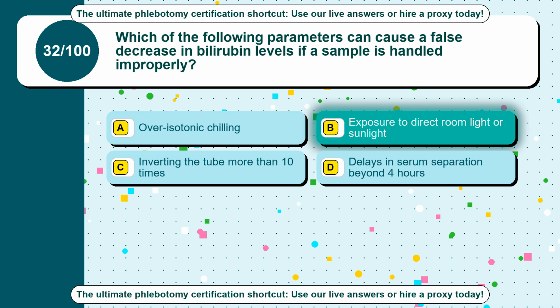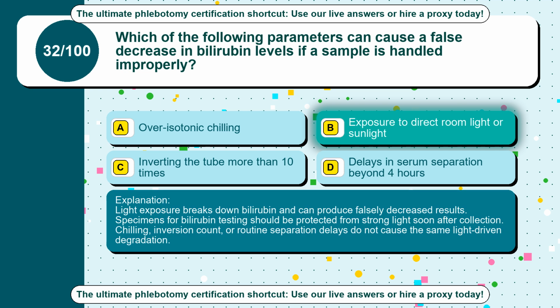The correct answer is option B, exposure to direct room light or sunlight. Light exposure breaks down bilirubin and can produce falsely decreased results. Specimens for bilirubin testing should be protected from strong light soon after collection.